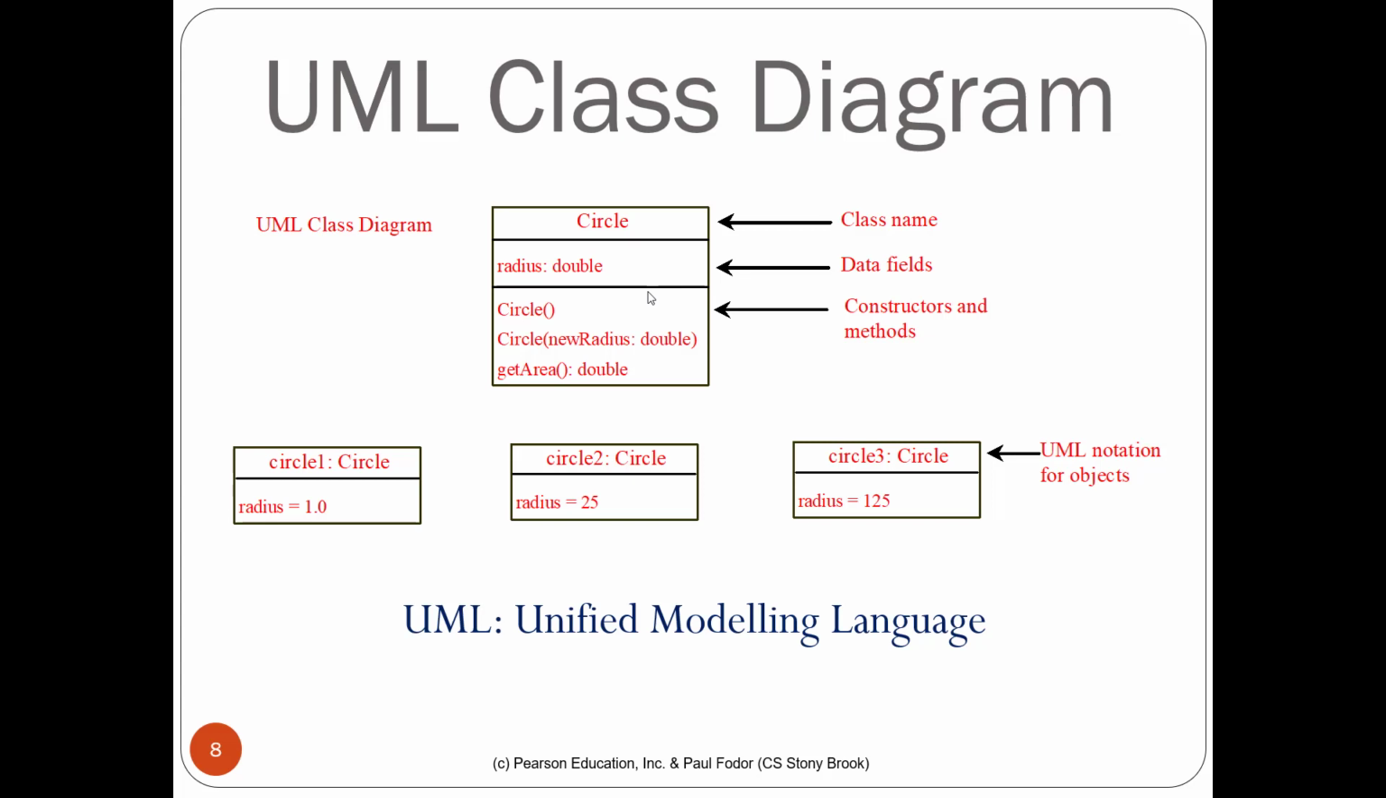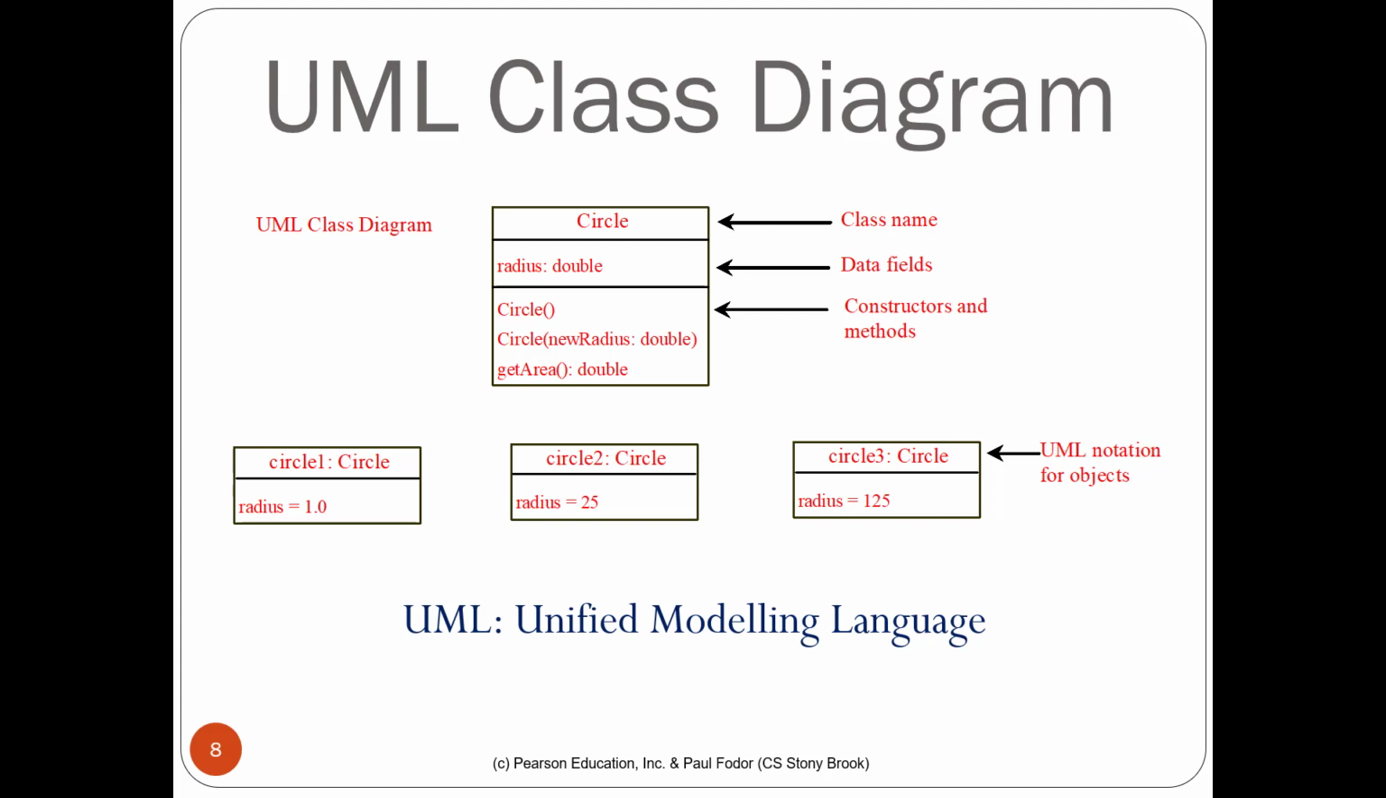And how do you do that? You will have to first write the name of the data field, then a colon, and the data type of the data field. So for that reason, we are writing radius, a colon, and then double. Now in the last part of the UML class diagram, we have all the methods which are defined in this Circle class. So we have three methods.